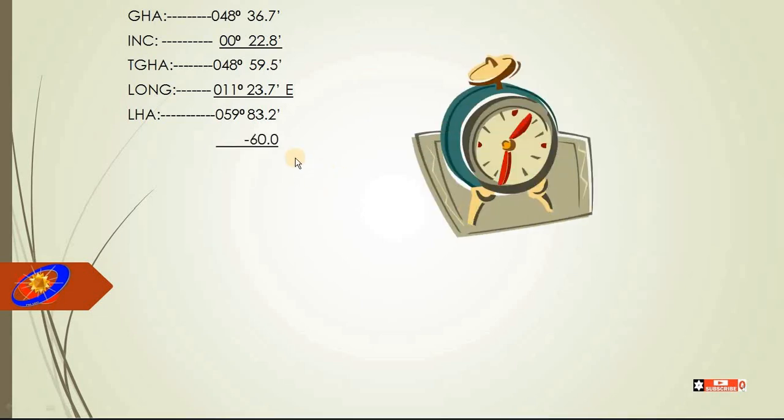Okay, remember guys, because 1 degree has only 60 minutes, what we do is subtract 60 from this 83.2 and add 1 degree on this 059 degrees, and we get 060 degrees 23.2 minutes, and that is now our LHA.